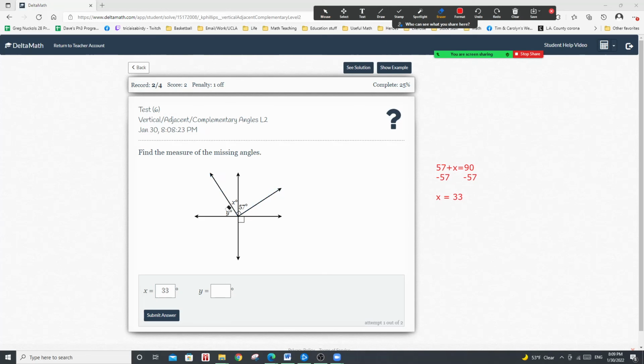As for the other one, we have one of these lines. These lines are vertical, so the x and the y added together are vertical with the 90. So x plus y and the 90 are vertical, so they're equal. So 33 plus y is equal to 90, and I can say y is equal to 67. No, 57, because I subtracted 33. All right, 57.